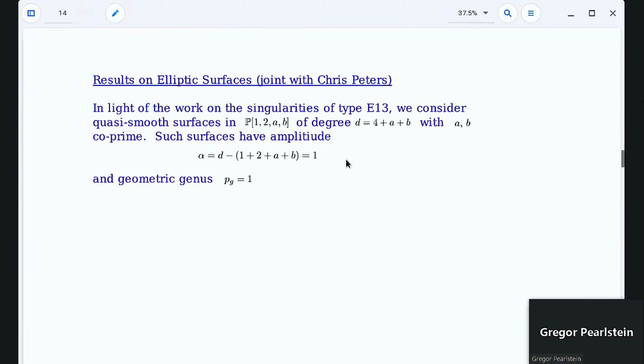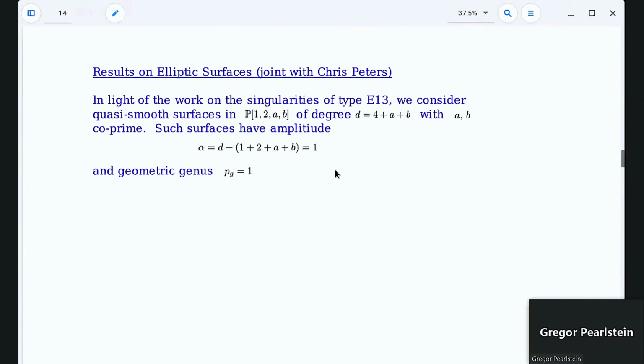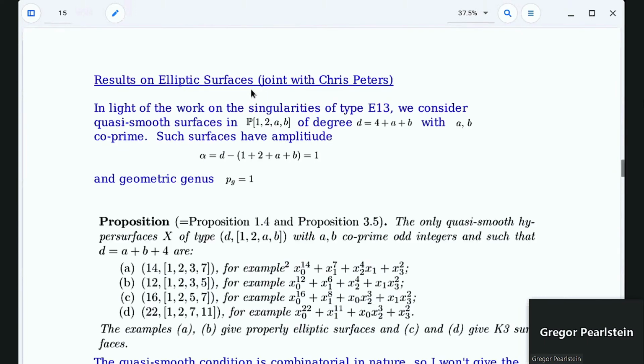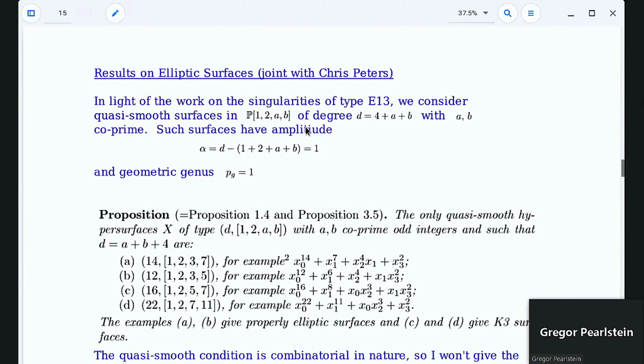So now, in light of what I just said, Chris Peters and I, in a bit of reverse engineering, wanted to think about all of the quasi-smooth surfaces in P(1,2,a,b) of degree d equal to 4 plus a plus b, where a and b are coprime, such that they have amplitude 1. That condition will automatically imply that the geometric genus of all of these surfaces is 1. And so the next thing is what can occur.